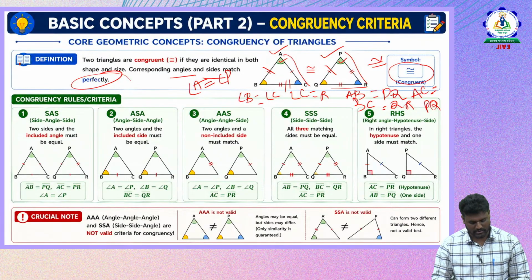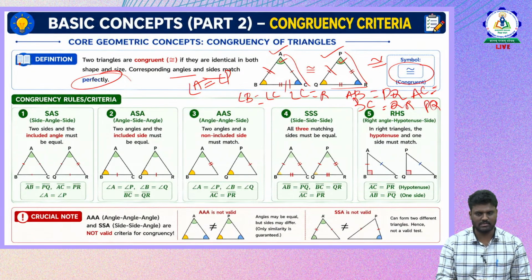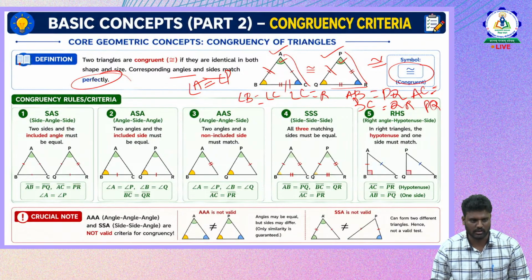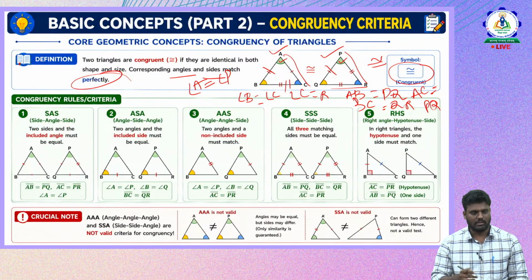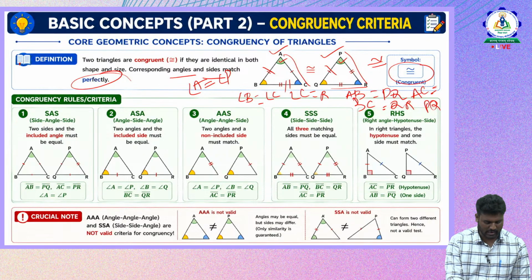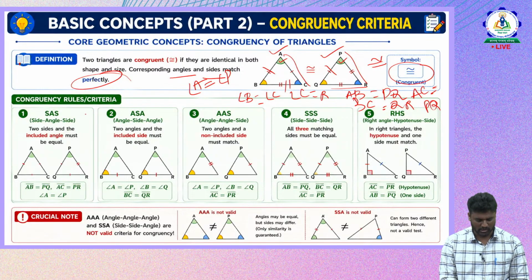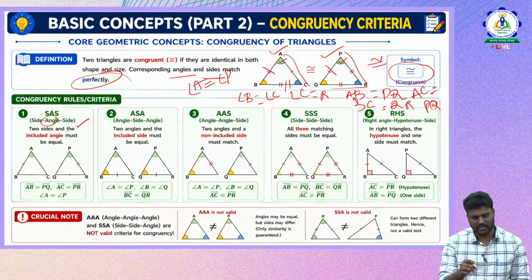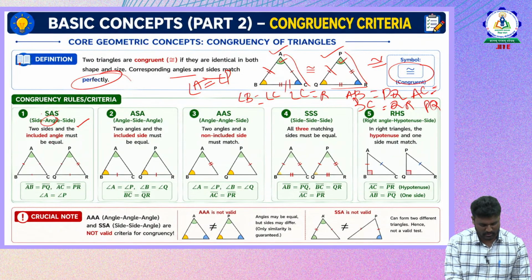Let us also remember some congruence rules. Based on these we can say whether the given triangles are congruent or not. The first one is the SAS criteria, or SAS congruency rule, that is side angle side. That means two sides and one angle must be equal.